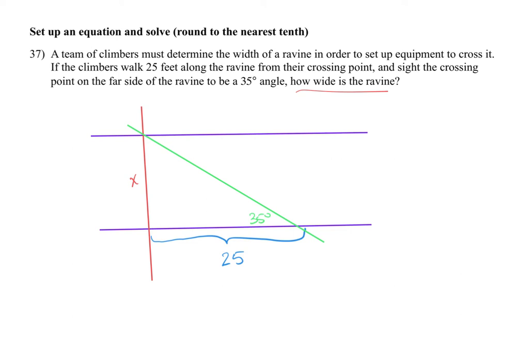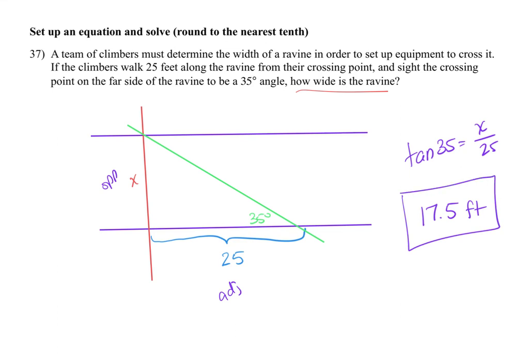This looks like a right triangle problem to me, right? Actually, it looks exactly like what we just did. So we're going to label it. This is opposite, this is adjacent, and tangent of 35 should equal opposite over adjacent. When you multiply the tangent of 35 by 25, you get 17.5 feet. It wants it to the nearest tenth.